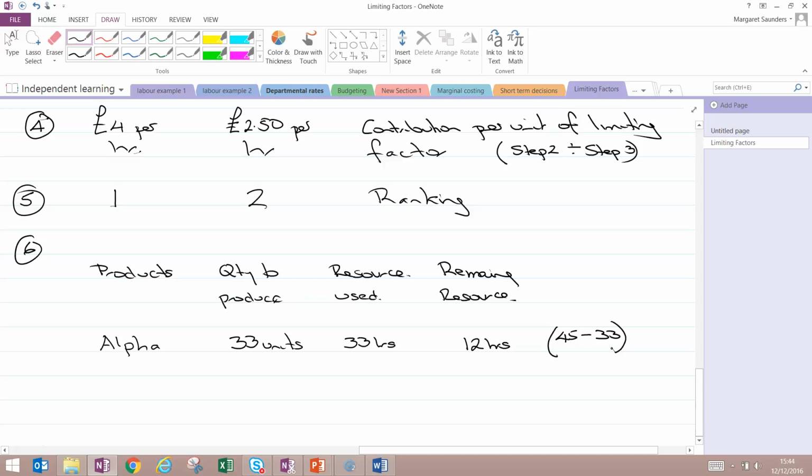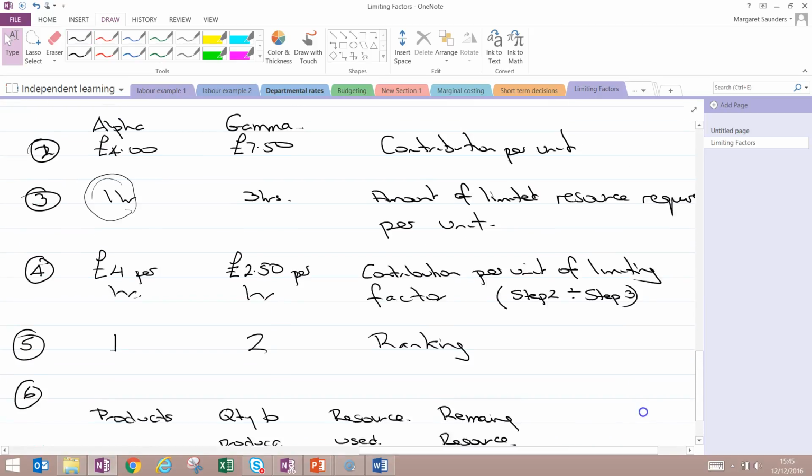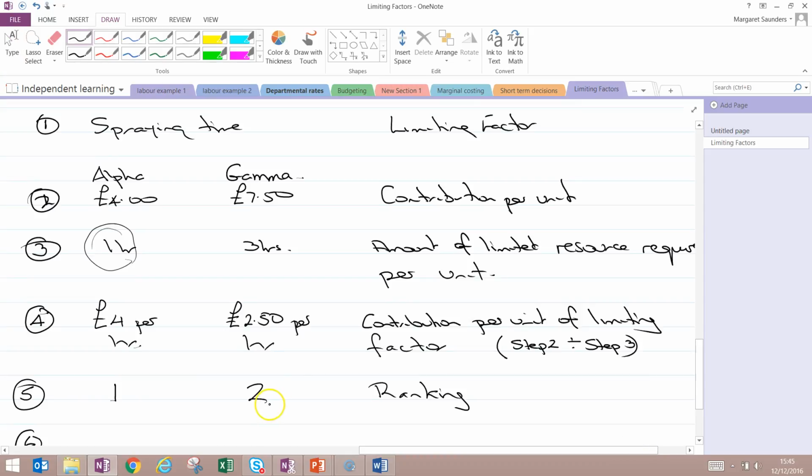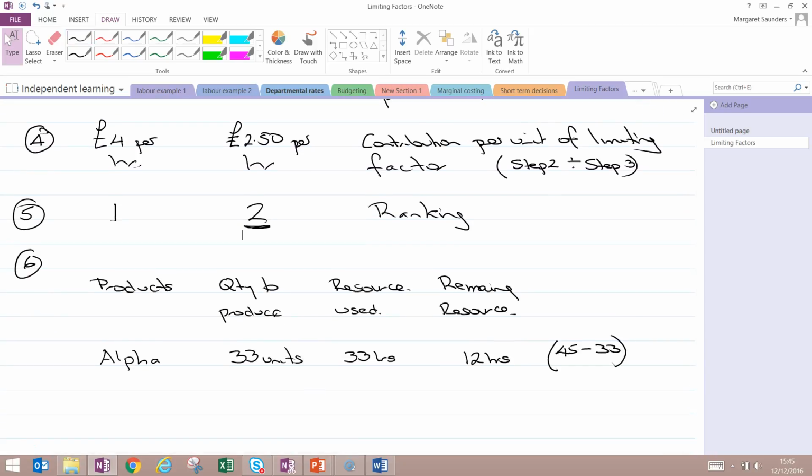Now we need to use up all of our spraying time. If we've got 12 hours left, we don't want to produce any more alphas because there is only a demand for 33 of them, so there's no point in producing more. So we can now look at the product that we ranked number 2. So that was the gamma. We ranked that number 2, so we can produce some gammas because we've got some spraying hours left.